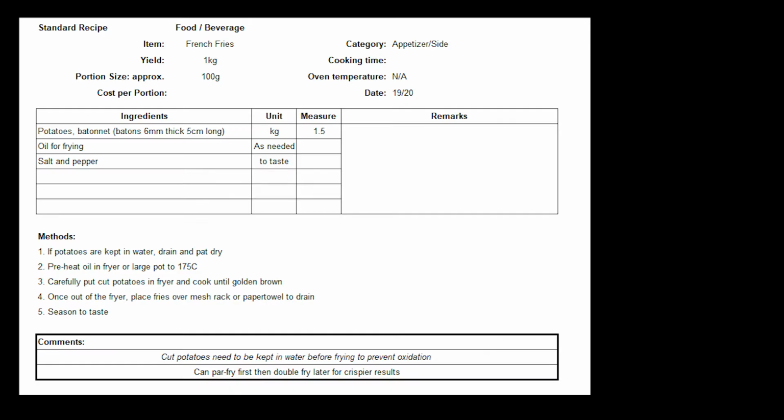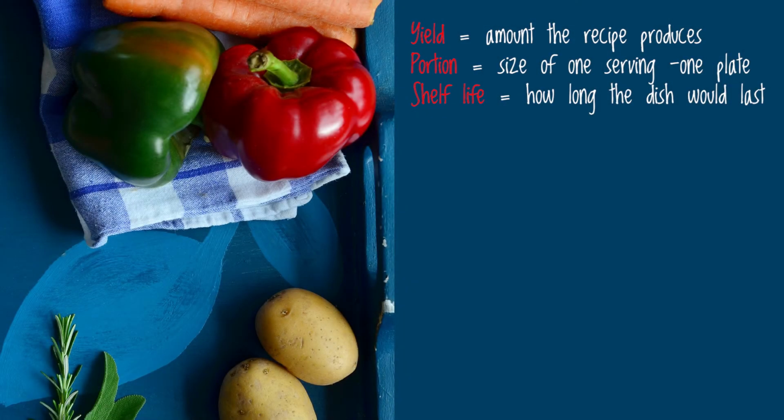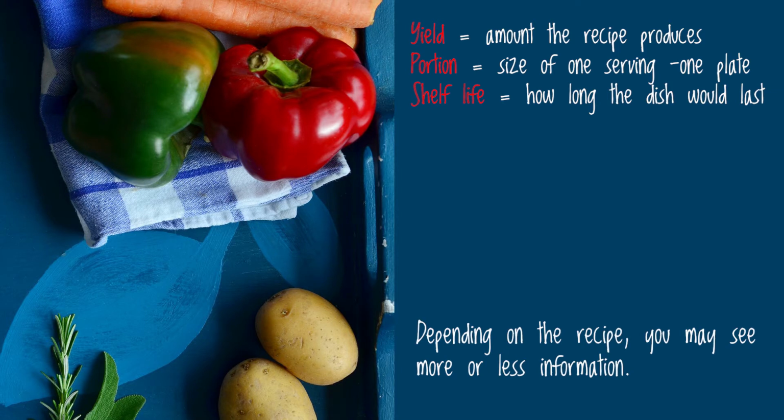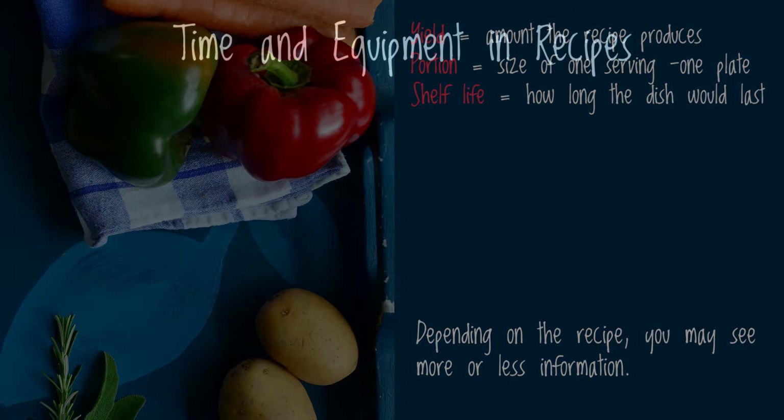Let's talk about what information should be on your recipes. There are many styles and types of recipes out there, but for the most part, your recipe should include name of the dish, yield, portion, ingredients list, units, amount, directions or method, equipment, time, and shelf life. You may not see equipment and shelf life, and sometimes time may be omitted, but the recipe should include all other information needed for the reader to recreate the dish according to your direction.